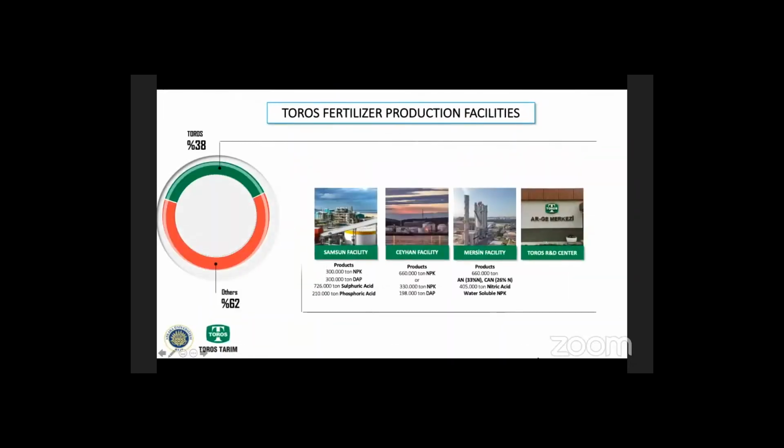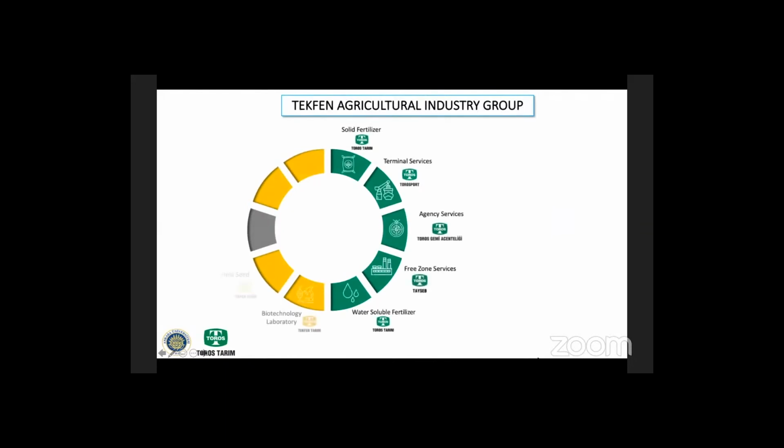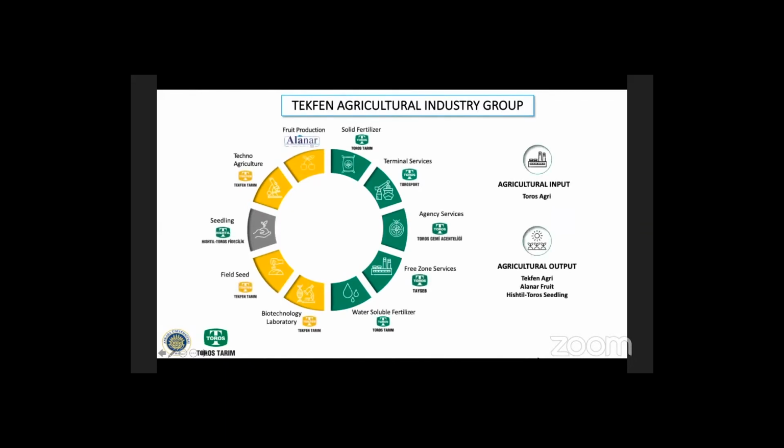Toros is a fertilizer producer and one of the largest manufacturers with 3 production facilities in Turkey. Annual production capacities are on the slide. Toros Research and Development Center serves the 3 factories, and it's located in Mersin. Toros is part of the Tekfen holding company, and Tekfen Agri Industry Group is more than just fertilizer production. For example, terminal service, free zone service, field seed, seedling, fruit production, etc.